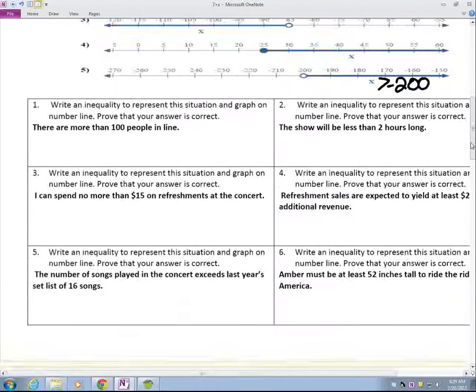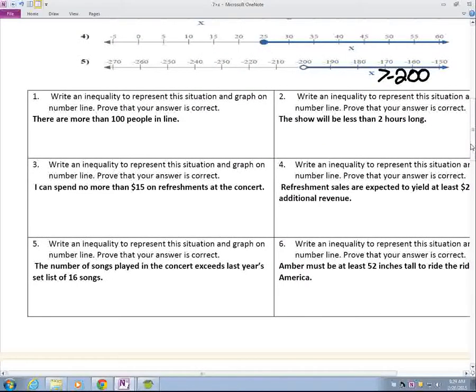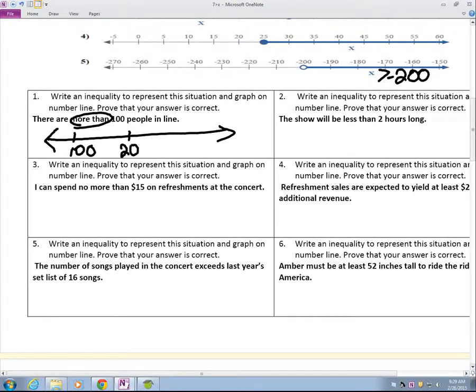Then these ones are just a different layout. Write an inequality that will represent a situation, a graph, and a number line. Prove that it is correct. There are more than 100 people in line. So I have more than 100, 200, 300. That's how you do those. So go ahead and write the answer for that one. I just gave you an example.